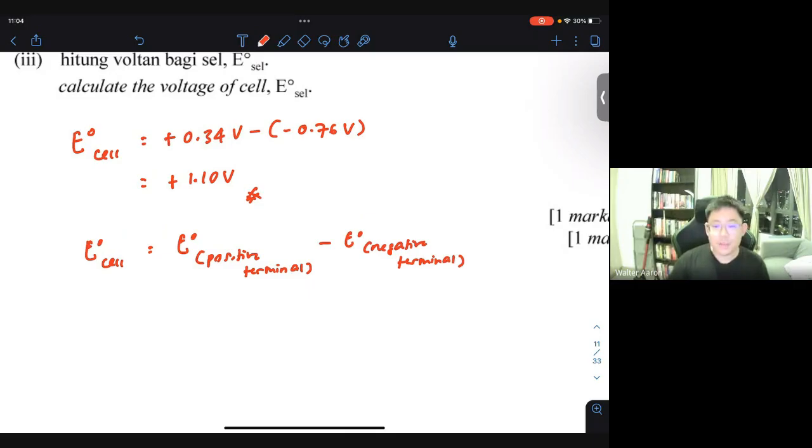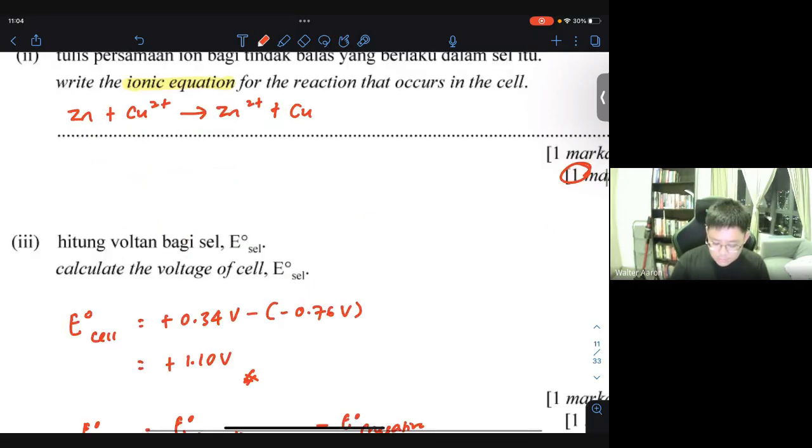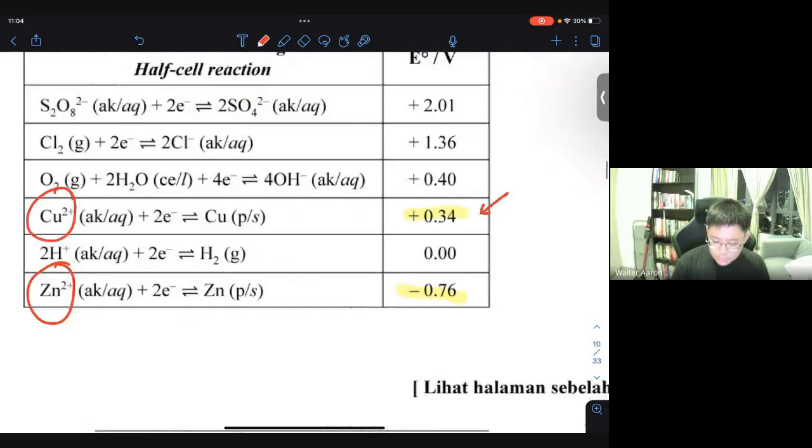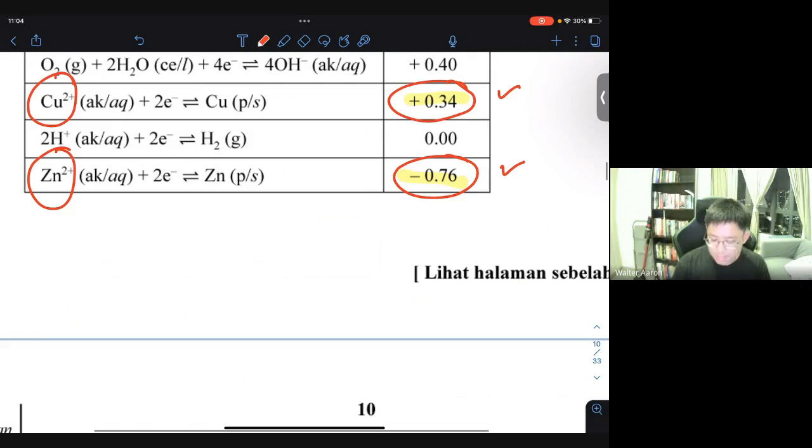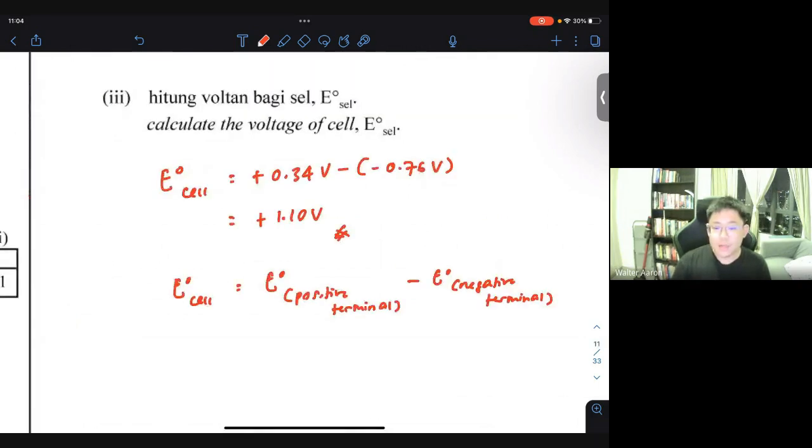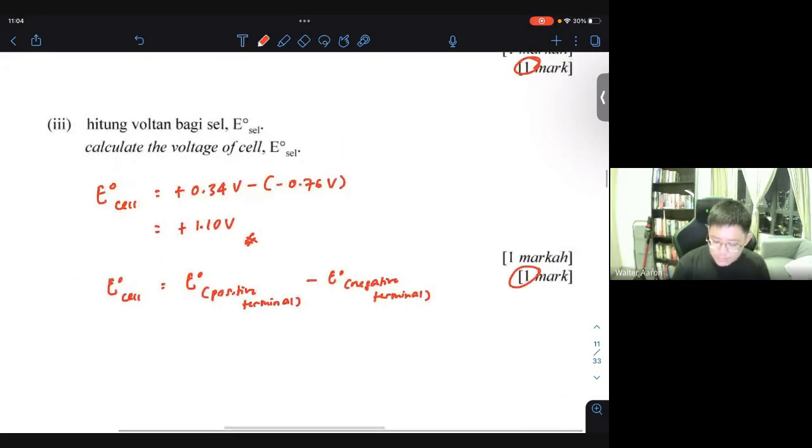So if you refer to the table that I showed you just now, in this question you already have all the values over here. We have the copper one and we have the zinc one. Since the positive terminal is positive 0.34 and the negative terminal is negative 0.76, just take these two values and substitute them inside here. Then you'll get the value, which is positive 1.10 volts in total. Very simple one. If you calculate them correctly, you should be able to get 1 mark.